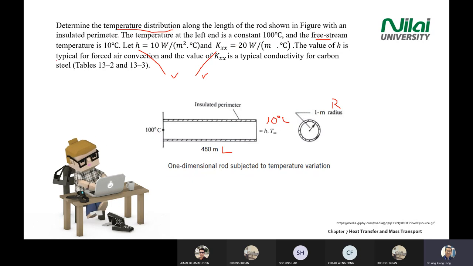The value of H is typical for, it tells you already, you're having an air convection problem. And this question is very kind to you. It even explains what KXX is to you. KXX is the conductivity constant value. Okay. And you're using carbon steel.